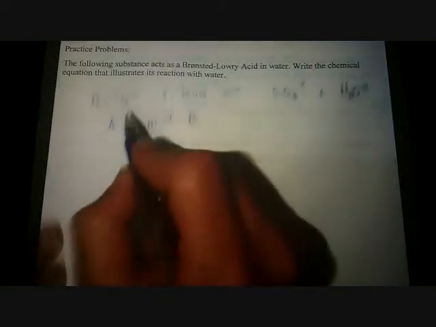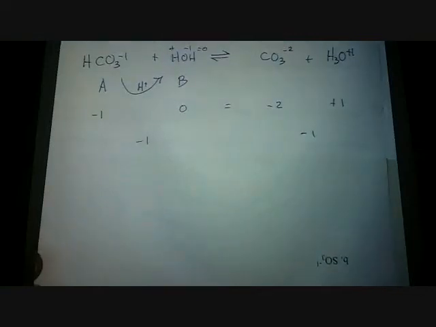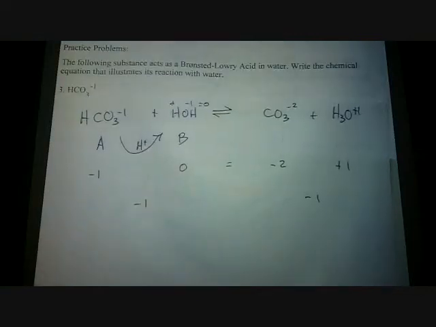So if I have a -1 charge for my bicarbonate, that's HCO3 with a -1 charge, and I have no charge for my water, and I have a -2 for my carbonate, and I have a +1, what's my total charge on the left side? -1. What's my total charge on the right side? -1. So we're good. So that's another check that you could do to make sure that you have the same charges. Do you have to label the acid and bases and conjugate acid and bases?